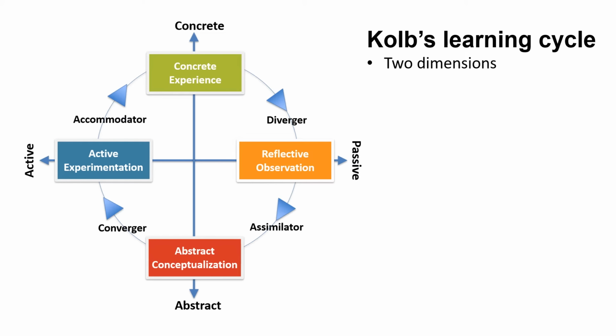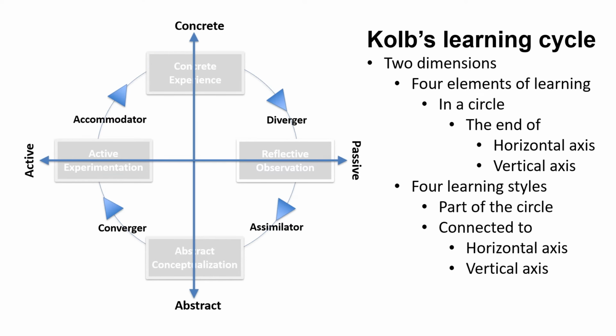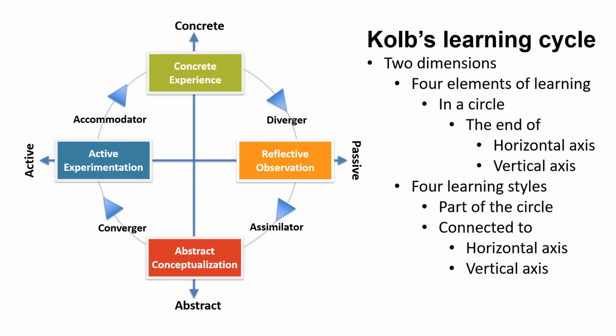The model consists of two dimensions. The first dimension is 4 elements of learning placed in a circle. Each element is located at the end of either the horizontal axis or the vertical axis. The second dimension is 4 learning styles. They are part of the circle and directly connected to the horizontal axis and the vertical axis in the model. Each learning style is located in a different quadrant of the cycle of learning. We will review one dimension at a time.